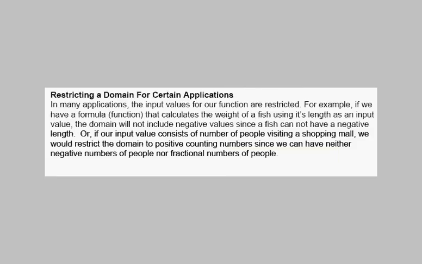Sometimes we're going to restrict a domain even further than we showed in the last example. For example, if we have a function where x represents the number of people visiting a shopping mall, we're not going to use a negative value for x. We're going to use positive values. In fact, we might even restrict the values to positive whole numbers.